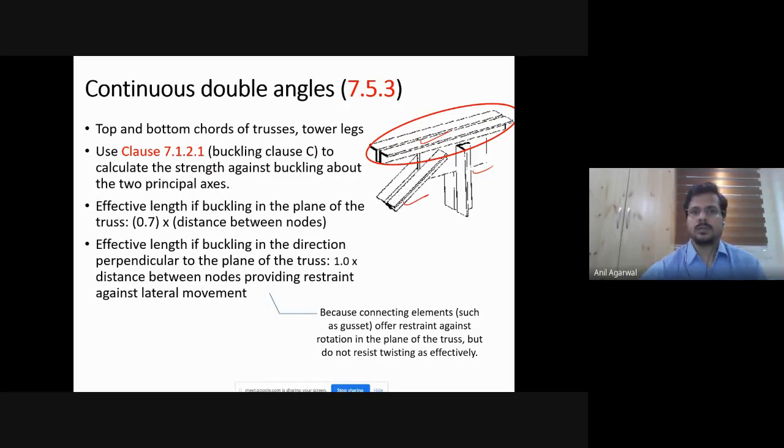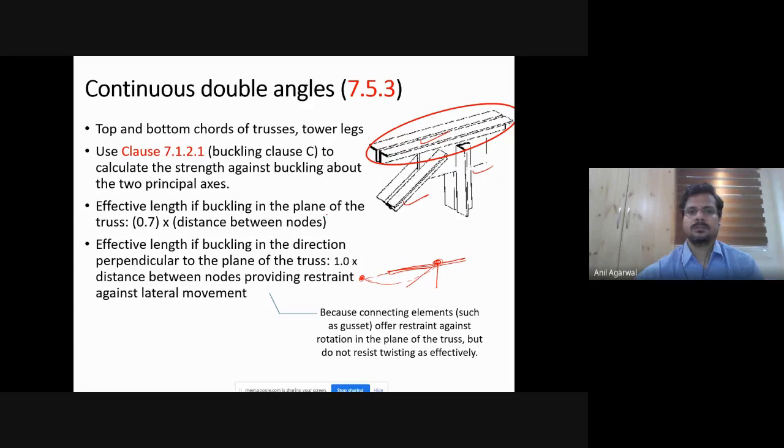then you need to take, again, the 2 possibilities. It could be buckling in the plane of the truss, or it could be buckling out of the plane of the truss, right? So this is that double angle that is continuous. It can be buckling in the plane of the truss. That means if it has to buckle in the plane of the truss, this node will not be moving, because the entire truss has to be moved. If it has to buckle in the plane of the truss, then it will be buckling like this. This is the other node. So it will be buckling like this.